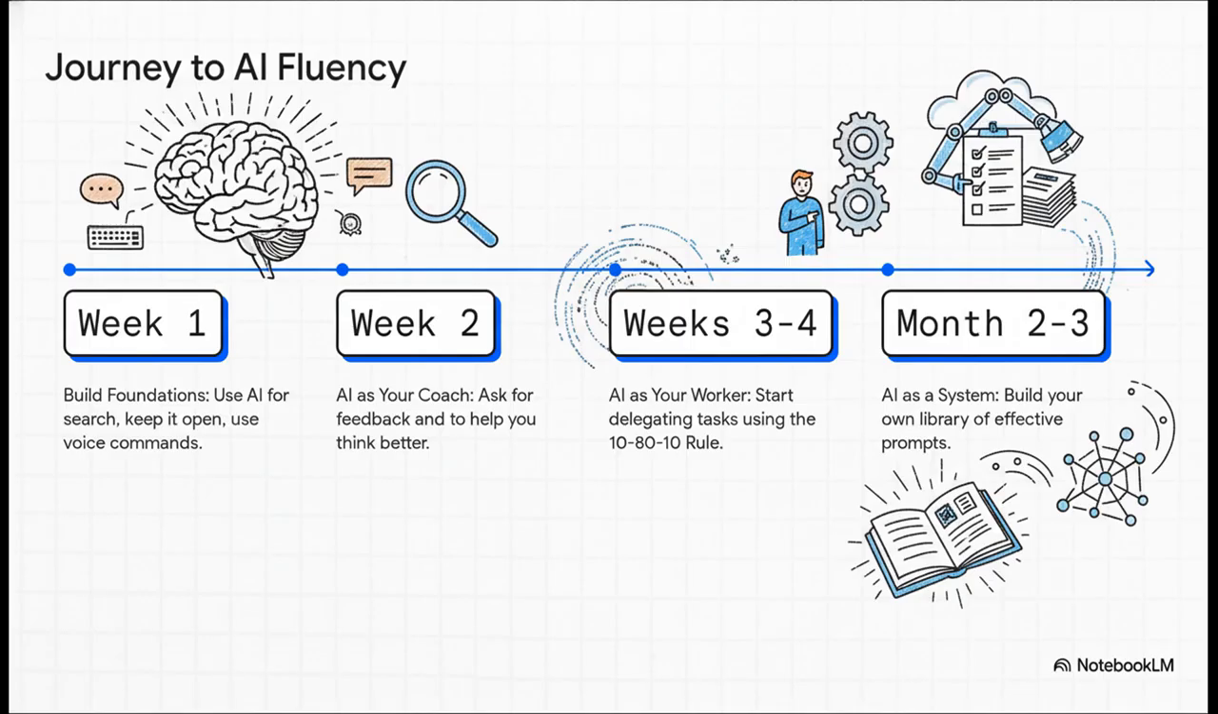Get comfortable. Then in week 2, you shift your thinking. You start treating AI as your coach, asking it for feedback on your work. It's only after that, in weeks 3 and 4, that you start delegating tasks using something called the 10-80-10 rule. And from there, you build your own library of prompts, your own system. See, it's a gradual ramp-up of trust and responsibility.